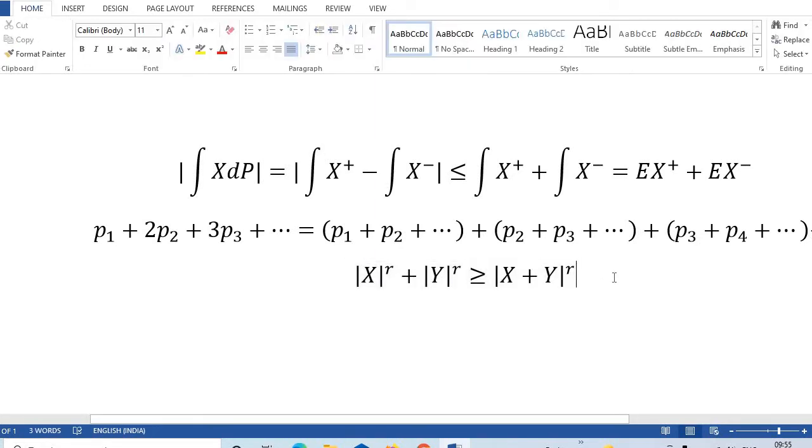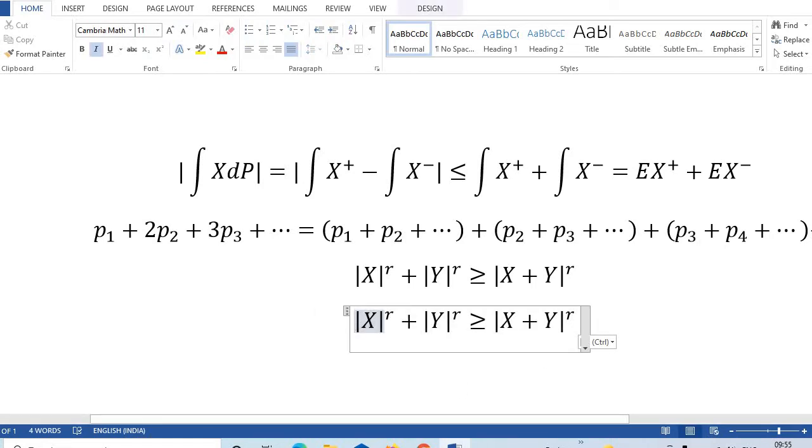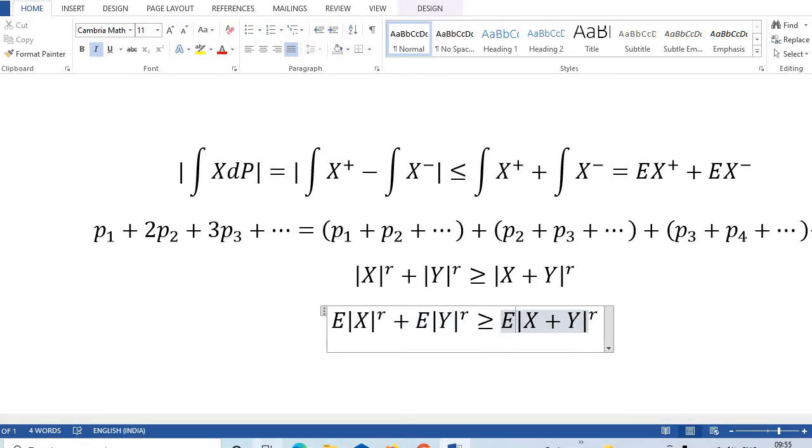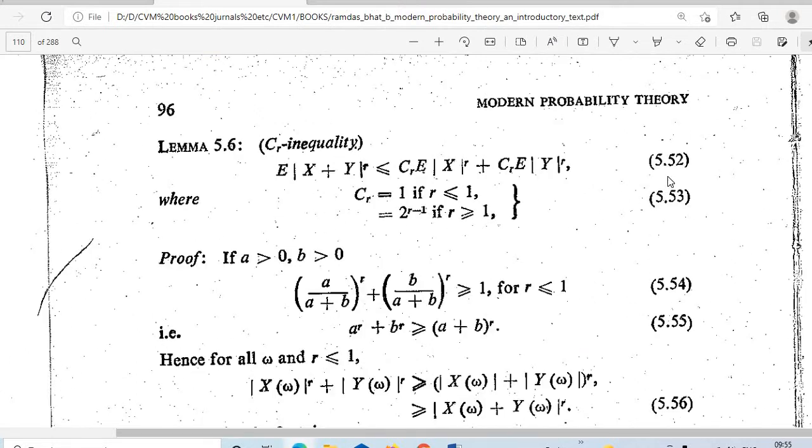For r less than or equal to 1, you can apply expectation to both sides. So you have this result. This is equation 5.52 with Cr equal to 1.